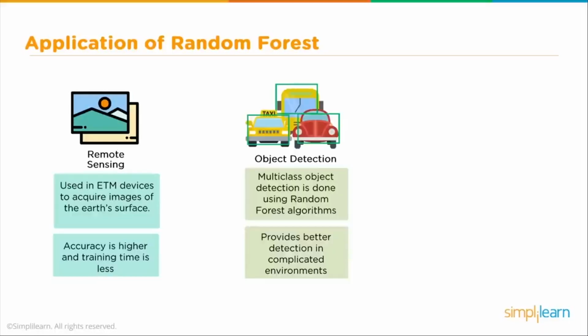Also, object detection, multi-class object detection, is done using random forest algorithms. A good example is traffic, where you're trying to sort out the different cars, buses, and things. And it provides better detection in complicated environments. It's very complicated up there.